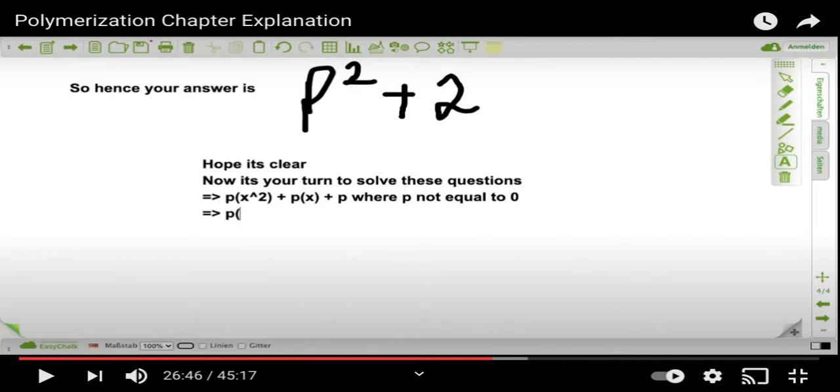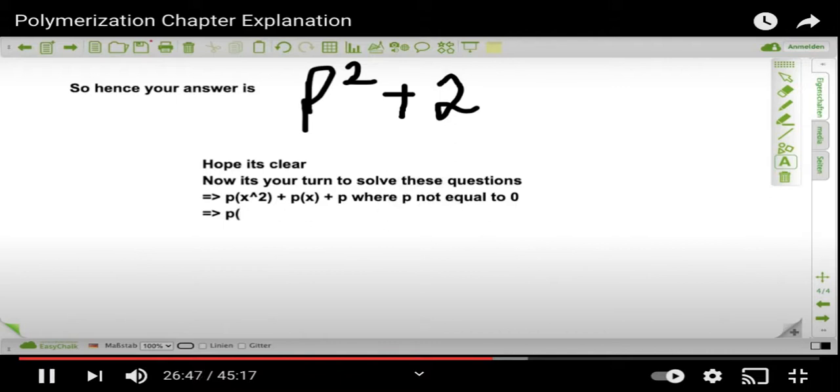Now in this problem, p of x squared plus p of x plus p, use that same formula, bn minus bm equal to 0. Here b is p, b is x squared, b is p, b is x, b is p, k is 1. Now substitute them, then you get your answer.